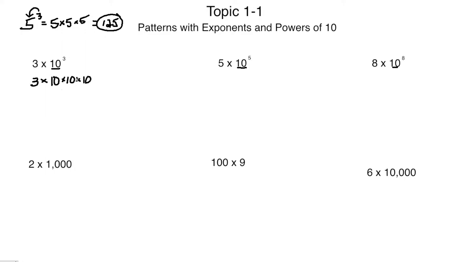Or we can do 10 times 10 is 100, times 10 is 1,000, times 3 is 3,000. So it doesn't matter which way you do it, because of commutative property, or even associative property, you get 3,000. Now, the butt cheek method. If you look at the exponent, it's going to tell you how many butt cheeks you're going to have. That means 3 butt cheeks.